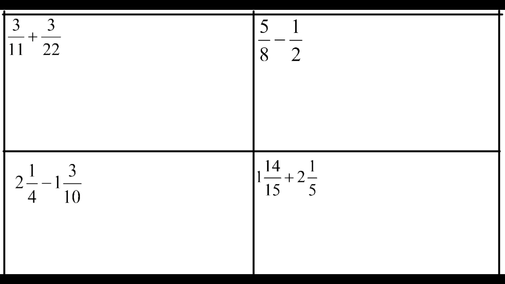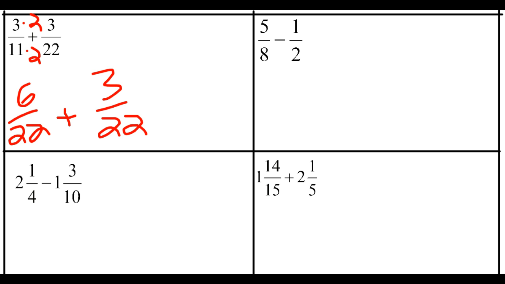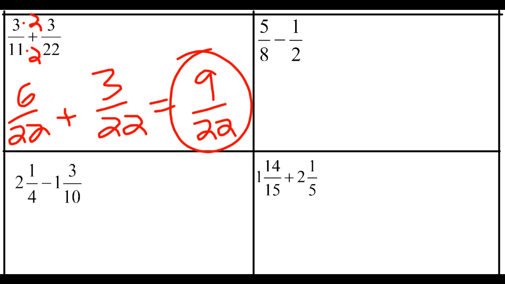So for the first set of fractions up in the upper left, we have 3/11 plus 3/22. The least common denominator of 11 and 22 is 22, so 3/22 can stay the way it is. 11ths we need to change to 22 by multiplying by 2, so we have 6/22 plus 3/22, which is the same as 9/22. For the first one.